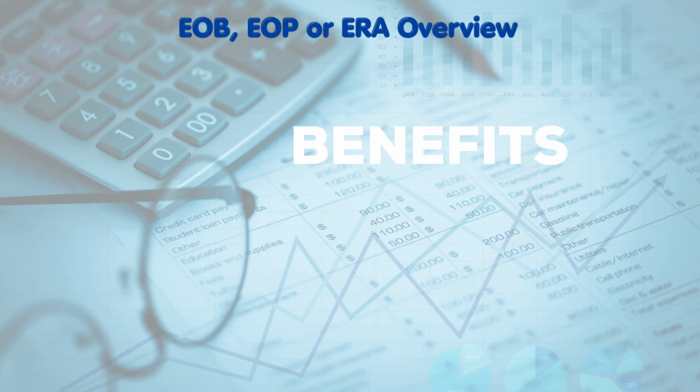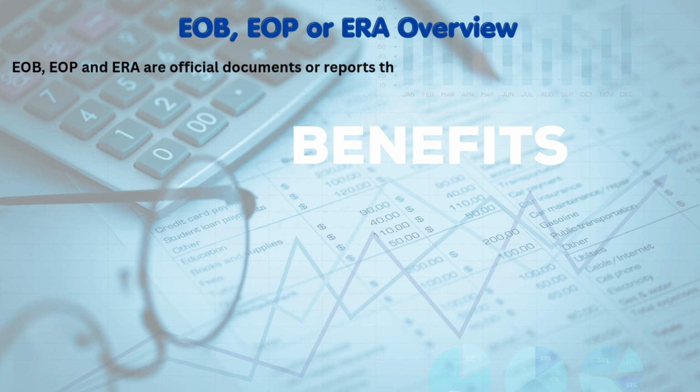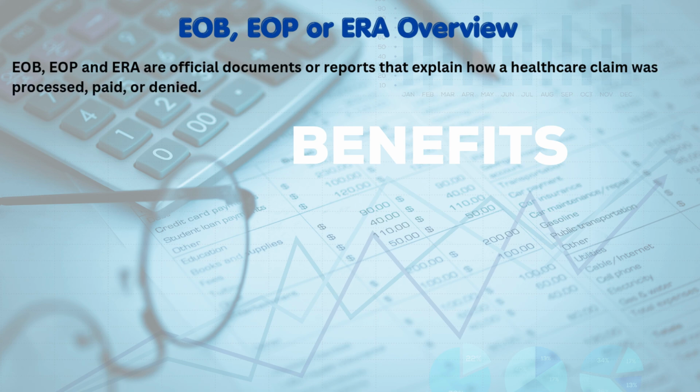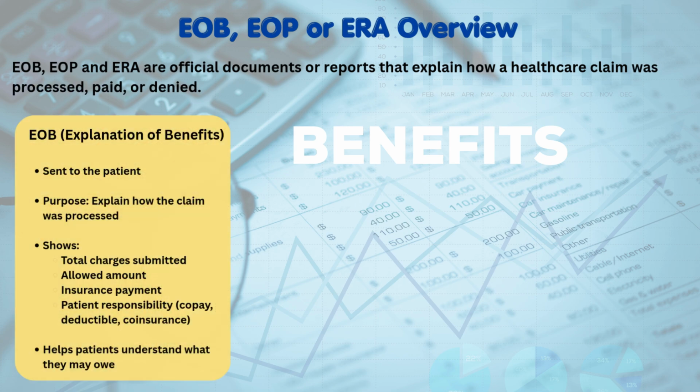EOB, EOP or ERA overview. EOB, EOP and ERA are official documents or reports that explain how a healthcare claim was processed, paid, or denied. EOB or explanation of benefits. It is sent to the patient. Its purpose is to explain how the claim was processed. It shows total charges submitted, allowed amount, insurance payment, patient responsibility like copay, deductible, coinsurance. It helps patients understand what they may owe.